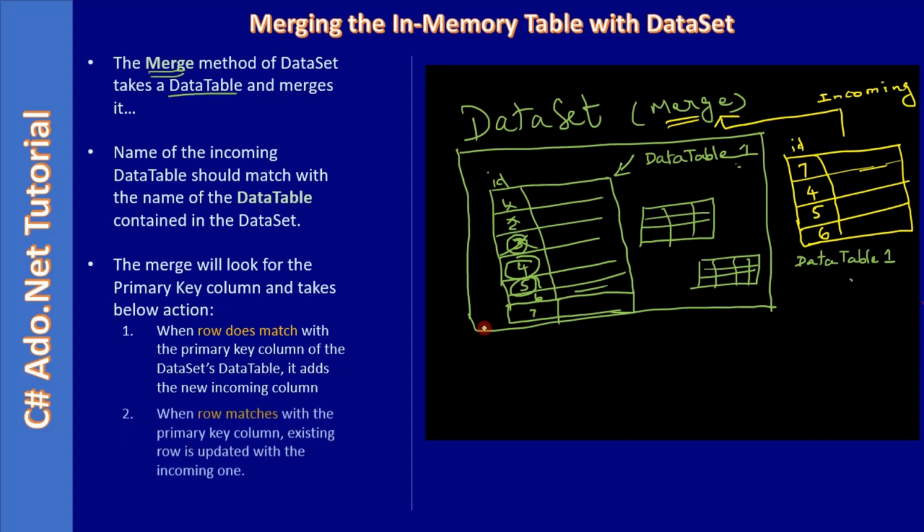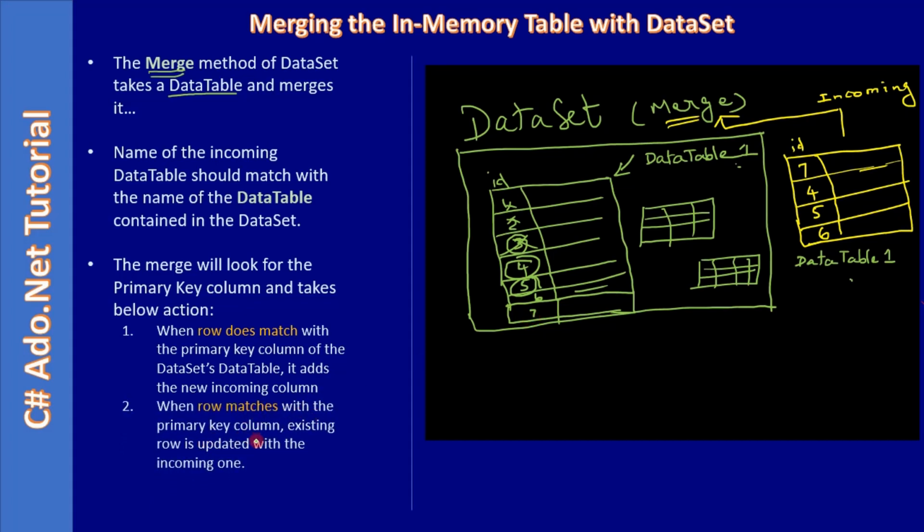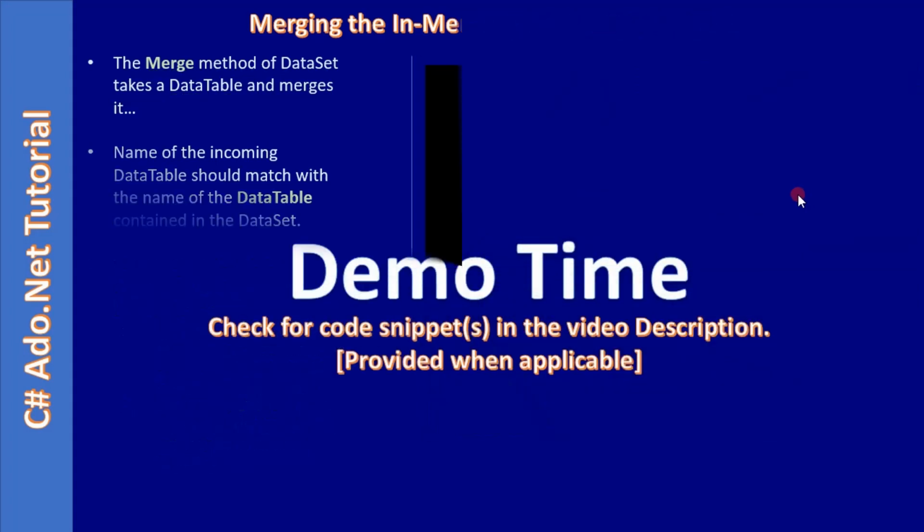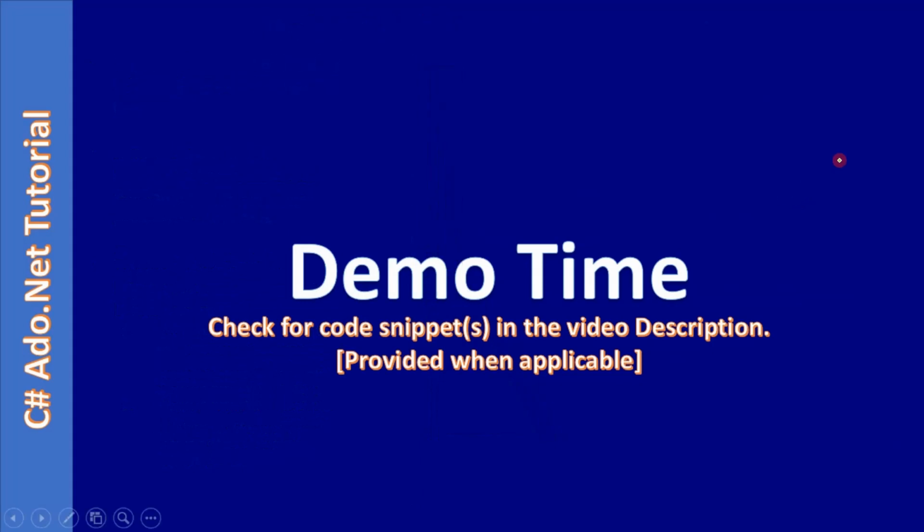When a row matches with the primary key column, the existing row is updated with the incoming value. So if you look here, we have 4 that is matching, 5 that's also matching. So the columns are updated here from the incoming row. Since the ID is matching, if there is a different value here, those all get replaced by the incoming columns. Alright, now let's go to the demo and see how the merge method works.